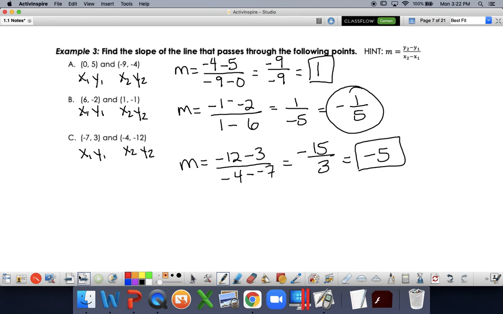All right, so there are 3 examples of calculating the slope and finding the slope. This concludes our introduction into Algebra 2. You can go ahead and complete the 1.0 worksheet. Use these notes as a good guide for that worksheet.